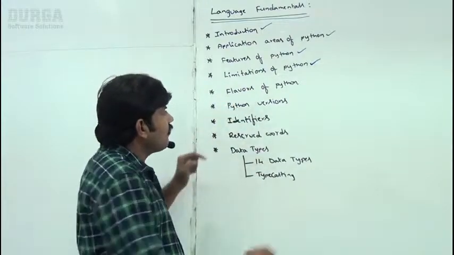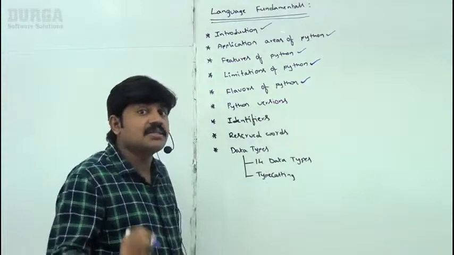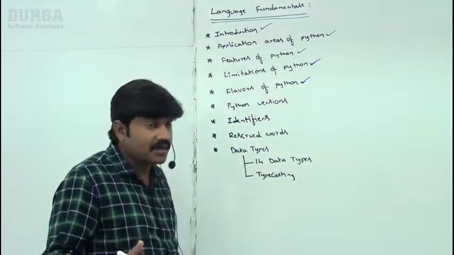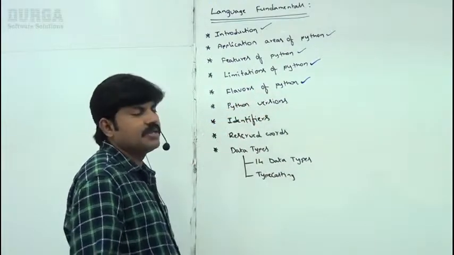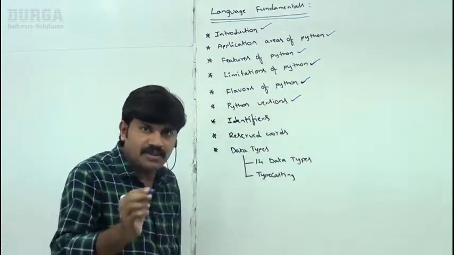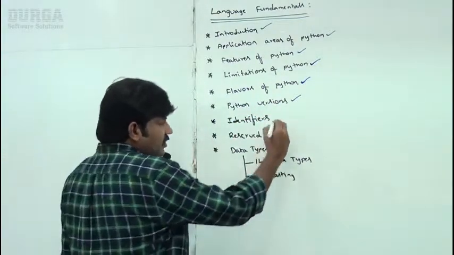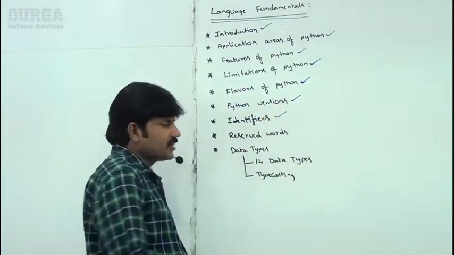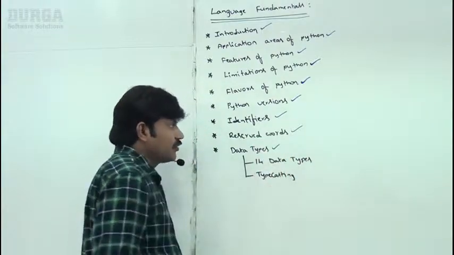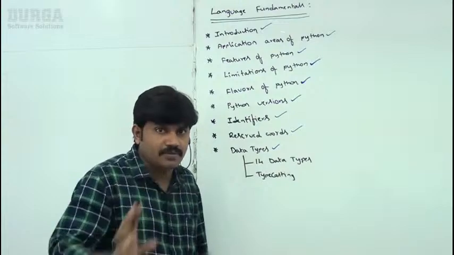Next, flavors of Python. Multiple flavors are available for Python, as it is open source, like Jython, Anaconda Python, Iron Python. Multiple flavors are there, I will explain. Next, what are the various versions? Python 2.x, Python 3.x, we have to discuss these version-related issues. Next, the identifiers concept, the reserved words concept, and then the data types concept. Under the data types concept, almost around 14 data types we are going to discuss.